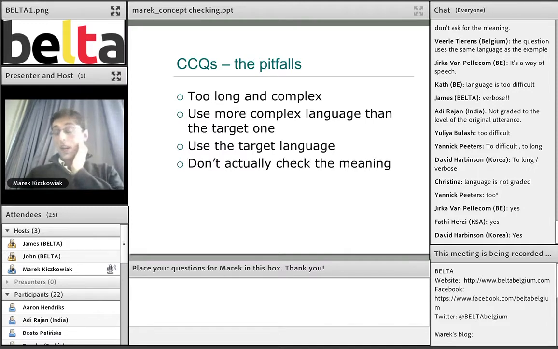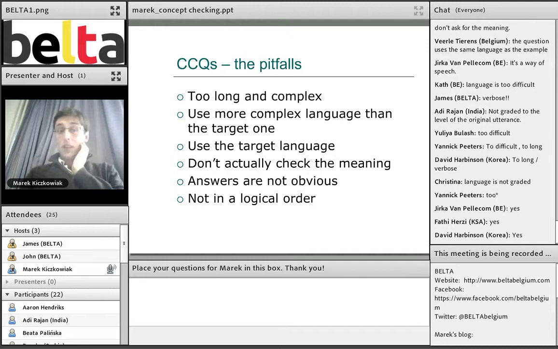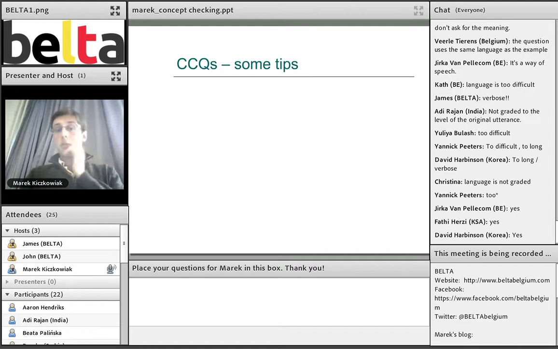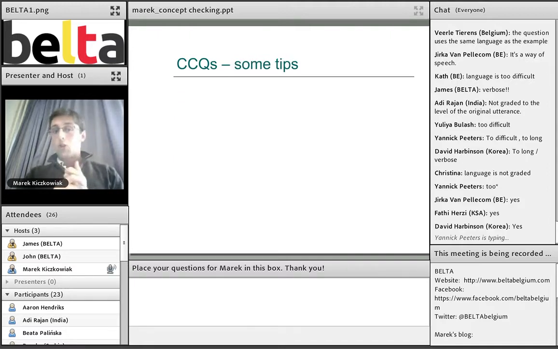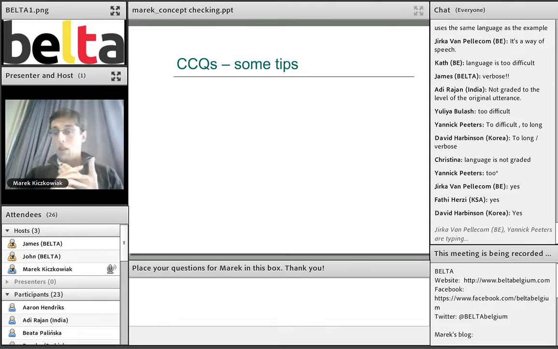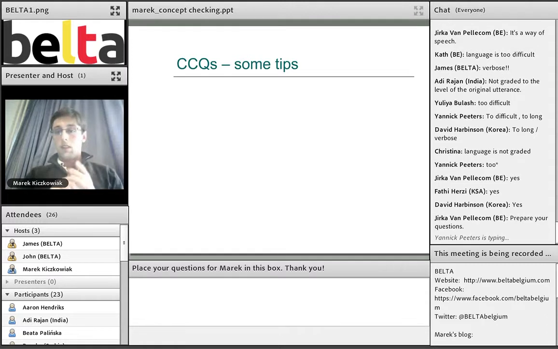CCQs don't check the meaning, like with the cowboy example. The answers to them are not obvious. If we look at the last CCQ with have to, I still don't really understand what the CCQ was about. The CCQs may not be in a logical order. That's another common problem. So let's look at some tips. We've had the mistakes here, the pitfalls. Can you come up with some solutions, perhaps, please? What advice would you give to people when they're trying to write CCQs?